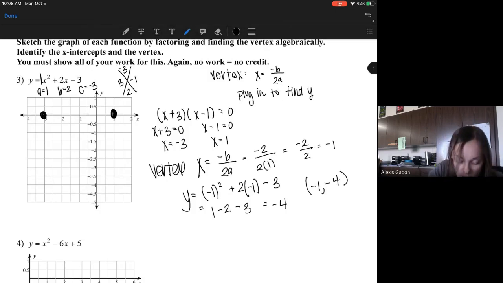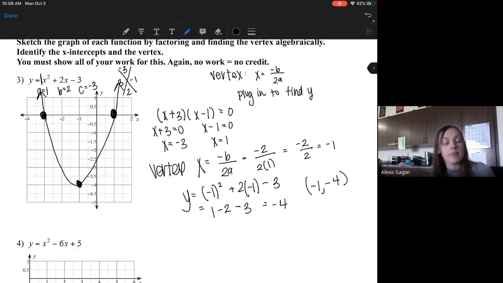Negative 1, negative 4. We have 3 points there now, so we can just graph that. Any questions on that one? That was like the 2.1 homework.